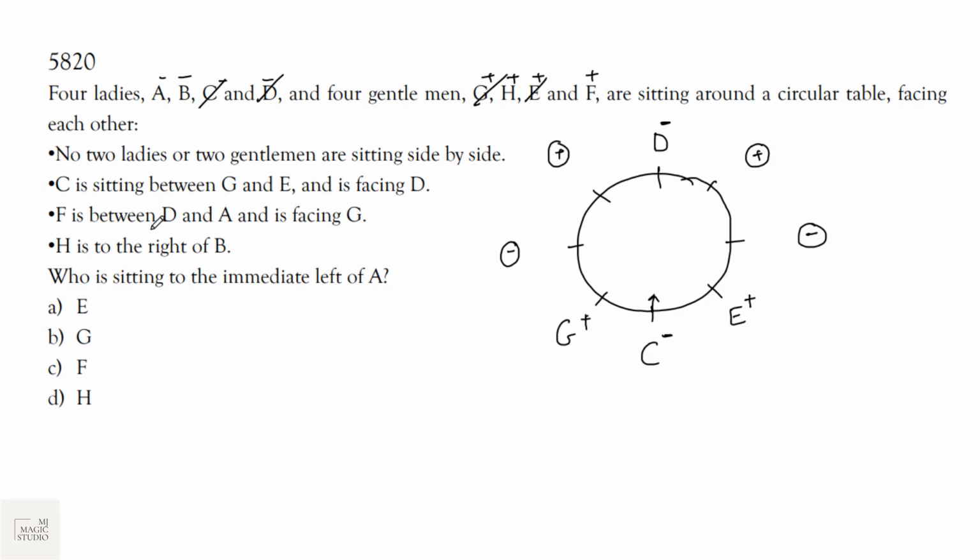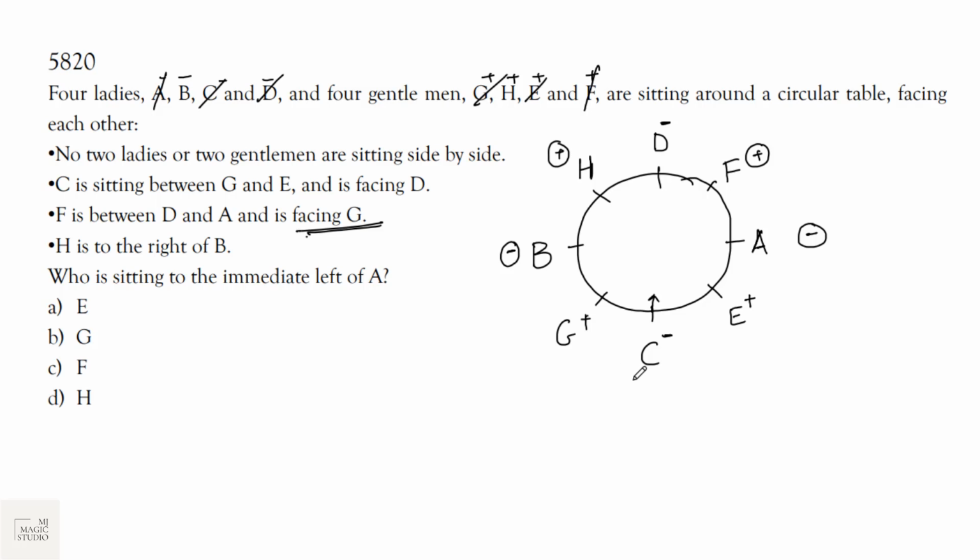F is between D and A. A is a lady. A can be at this position or this position, but it is given that F is facing G. So F should be at this position. F is between D and A, D, A. This should be A. A also gone. Then at this woman position we should have B, and at this position we are left with H. Everything done. H is to the right of B.